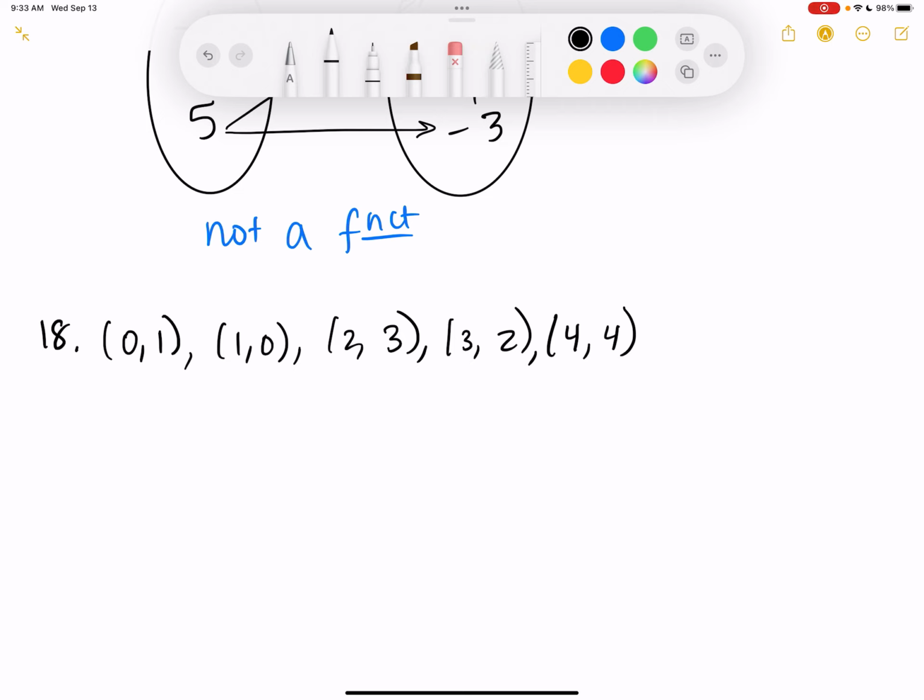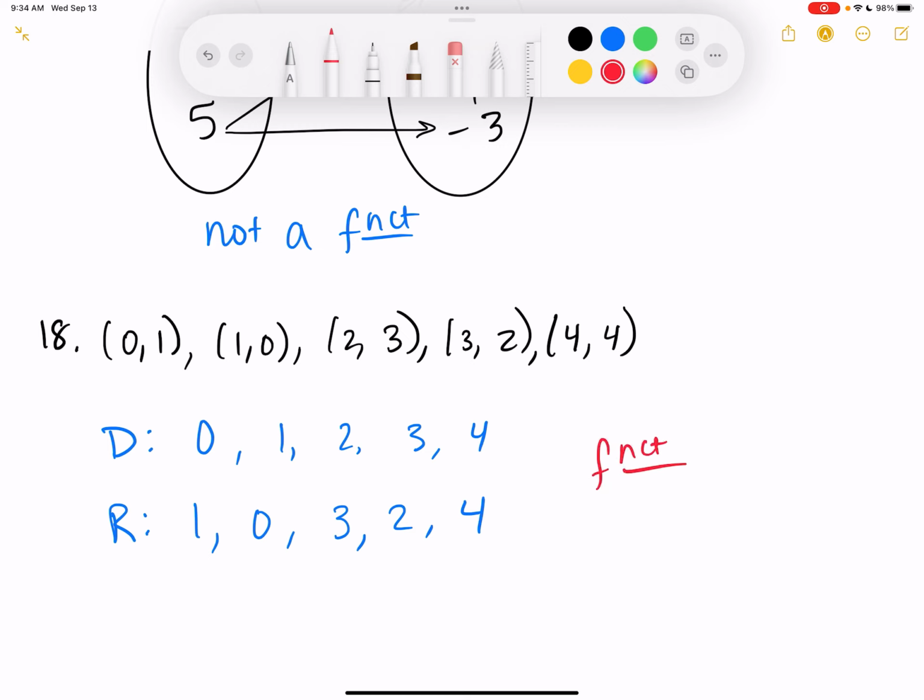Domain and range. Okay. So domain and range is going to work the same way as the mapping diagram. If you see that there's more ranges than there are domains, then you know that it's not a function. So domain 0, 1, 2, 3, and 4. Range, I'll just write them down in order as they're written, not number order. So is this going to be a function? Yes, because there are the same amount.